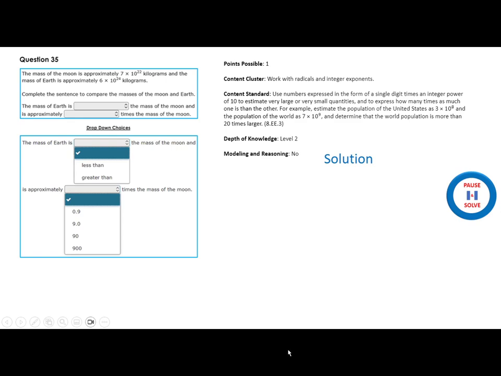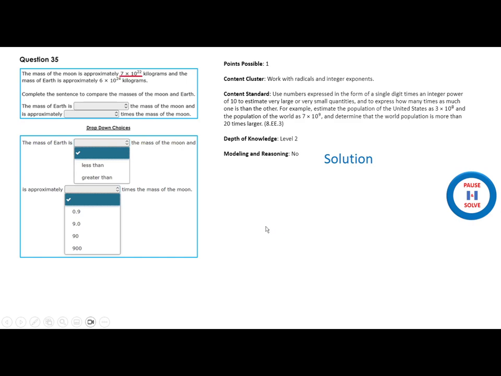The mass of the moon is approximately 7 times 10 to the power 22 kilograms, and the mass of Earth is approximately 6 times 10 to the power 24 kilograms. So obviously it's much bigger here. Complete the sentence to compare the masses of the moon and Earth. The mass of the Earth is less or greater, and then by how much?